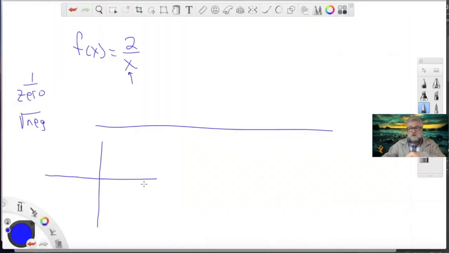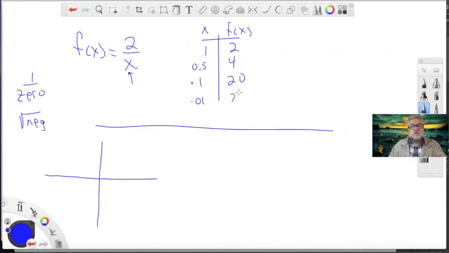Because if I make a table of values here, x, f of x, if I put in 1 for x, 2 over 1 is 2. If I put in 0.5 for x, 2 over 0.5 is going to be 4. If I put in 0.1 for x, 2 over 0.1 is going to give me 20. 0.01 for x, it's going to give me 200. 0.001, it's going to give me 2,000. As this gets closer to 0, this gets bigger and bigger and bigger, until when we actually put a 0 in here.